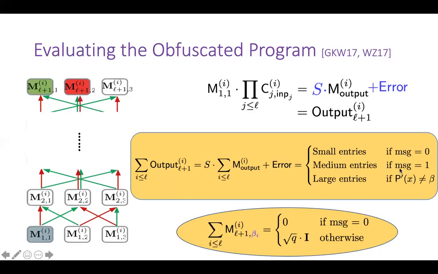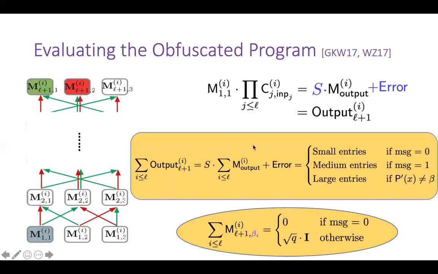And suppose the program's output is not equal to beta. Then at least one of the entries in this summation is going to be a non-circulant matrix, a matrix that doesn't correspond to the beta. In such a case, that matrix is entirely uniformly sampled without any conditions. So in that case, this overall summation is going to be some uniformly random matrix.